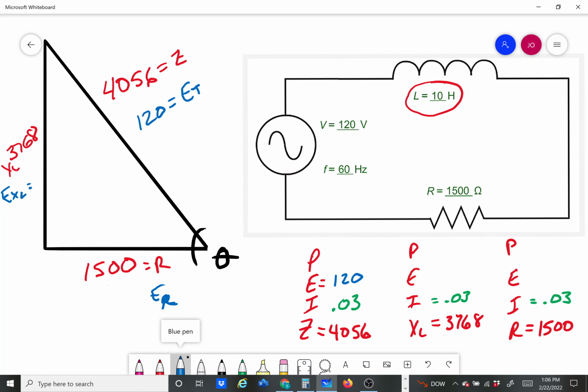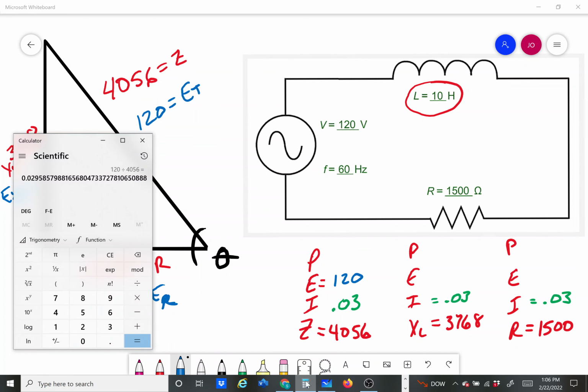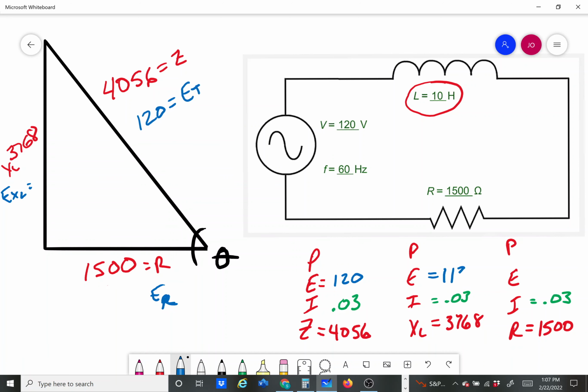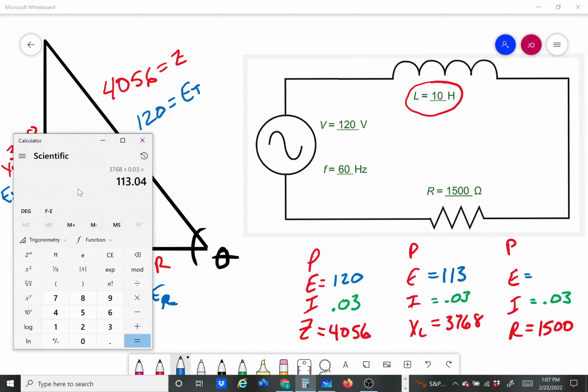So let's figure out what my voltage drop is going to be. Now we'll do them in order. Let's go ahead and do the inductor. So we'll do 3768 times 0.03 amps. And that is going to give us a voltage drop on our inductor of 113 volts. And now we will find our voltage drop across our resistor. 1500 times 0.03. And that'll give me 45 volts.